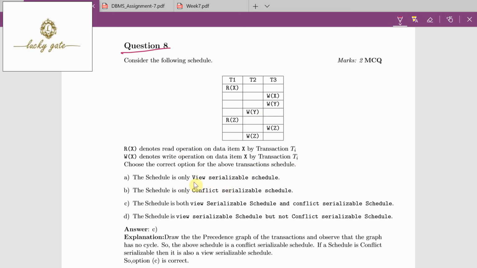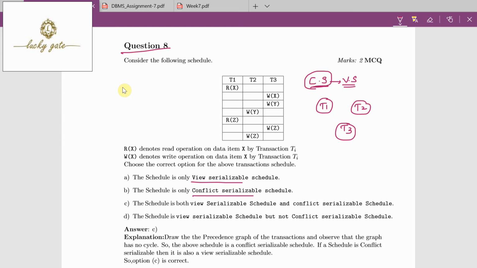Here the options are about view serializability and conflict serializability. For testing serializability, first we check for CS. Why? Because if a schedule is CS, it will definitely be VS. Checking CS, we have an algorithm called the precedence graph method, where each transaction is denoted with a vertex and each edge corresponding to a conflict operation we have to draw.